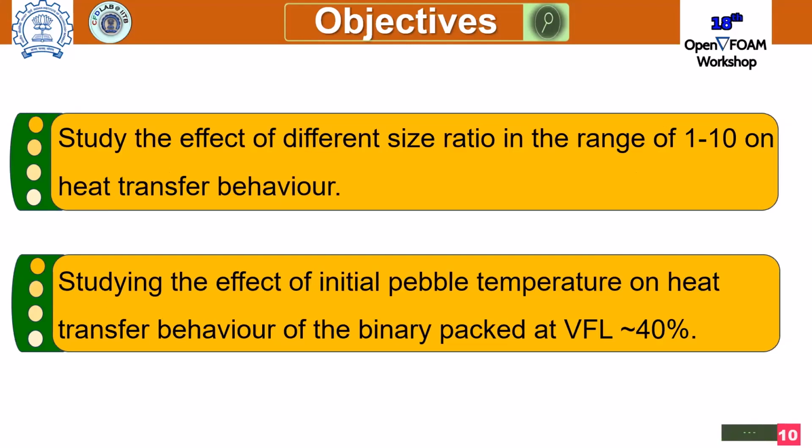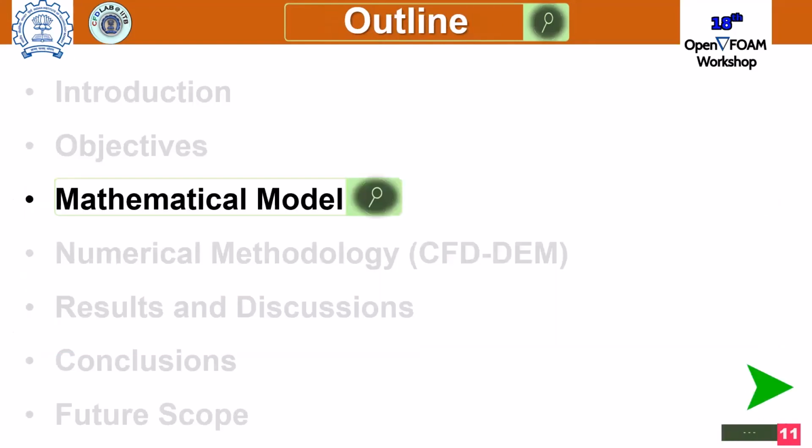So remember that there are two parameters, that is the size ratio and the volume fraction of the large particle. So here I am fixing the volume fraction of the large particle, and I am varying the size ratio only.